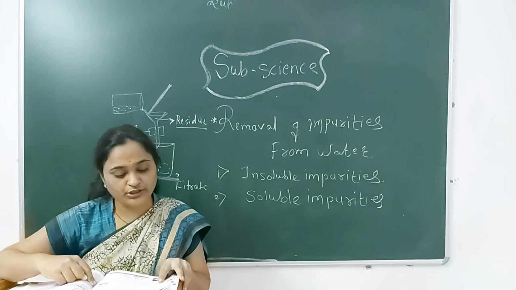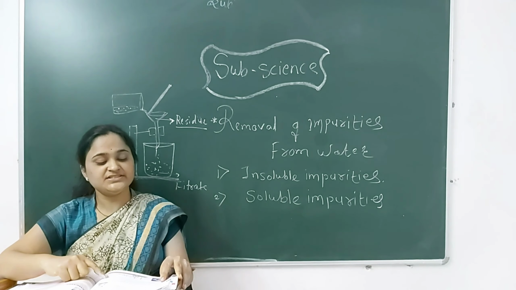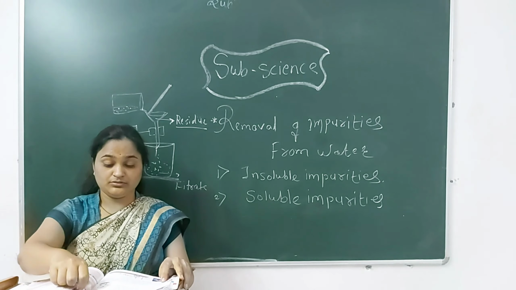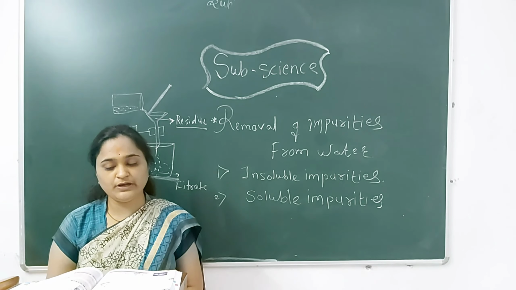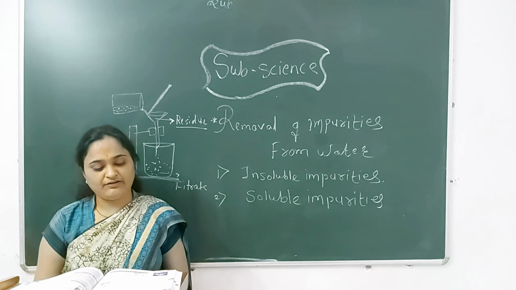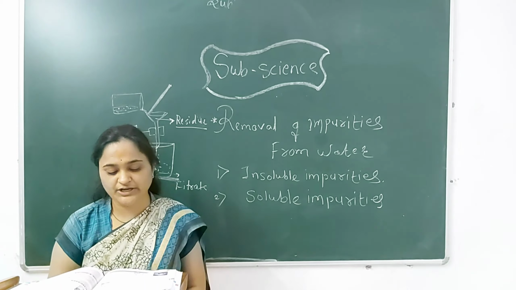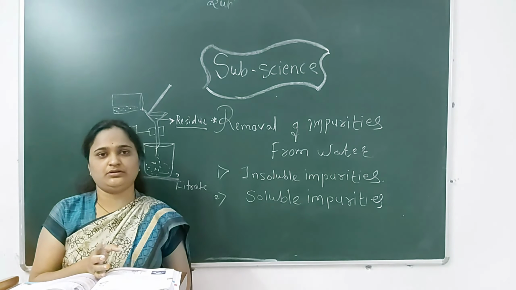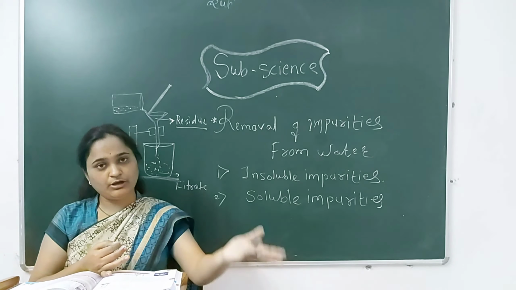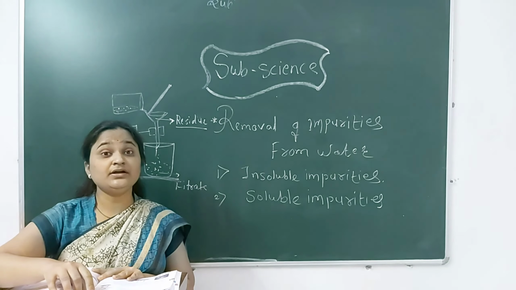They can be removed by the following two methods. First one is evaporation and second one is distillation. What is evaporation? Listen here. In this method, the solution containing soluble impurity is heated. After some time, water evaporates, changes into steam, and impurities are left behind. It means in evaporation, we heat that solution. The water gets evaporated and the residue remains at the bottom of that container.